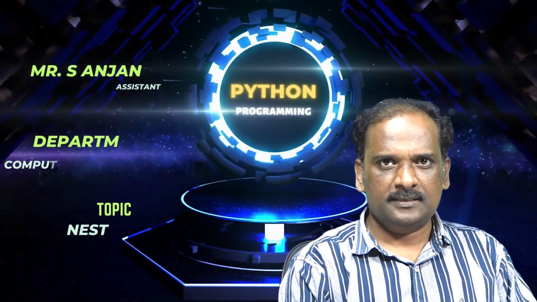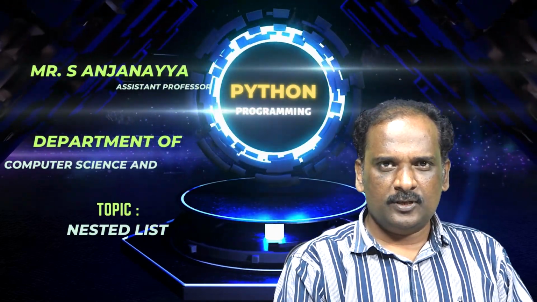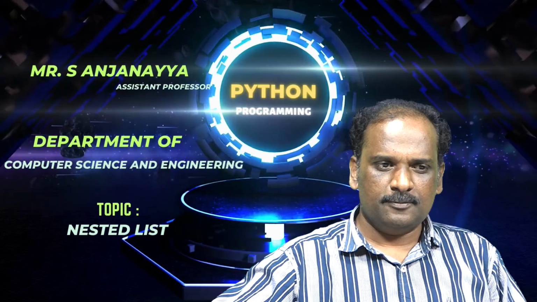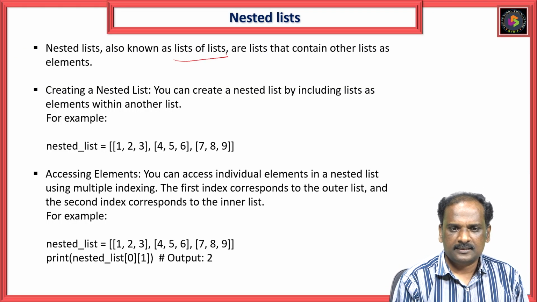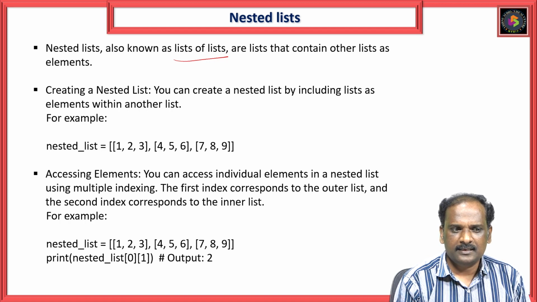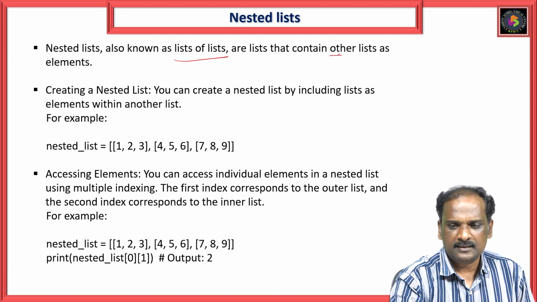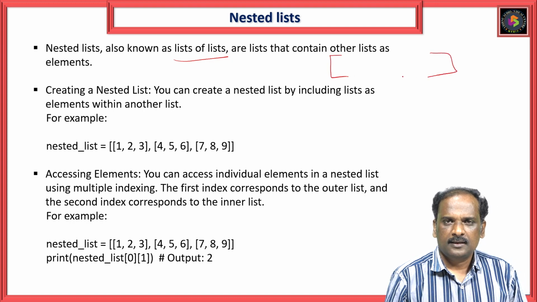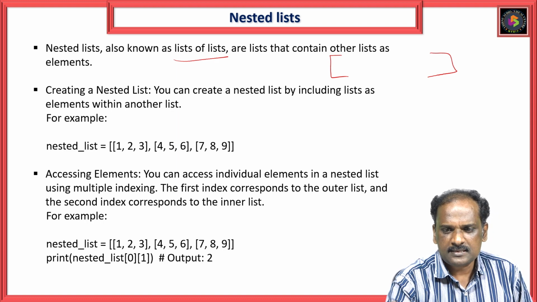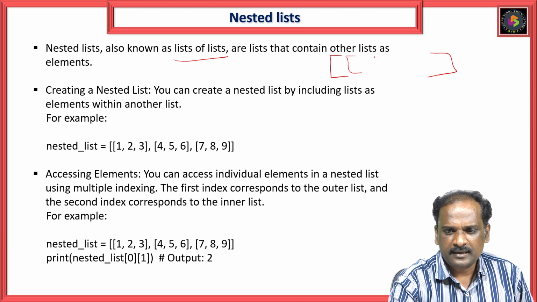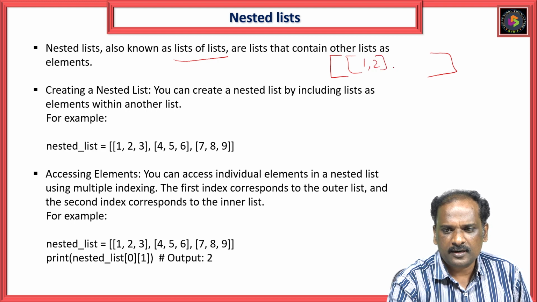Good afternoon, students. Today we are going to discuss nested lists. A nested list, also known as a list of lists, is a list that contain other lists as elements. That means a list, we know, is represented by using the square brackets. Now this list, if it contains a list inside, is called a nested list.